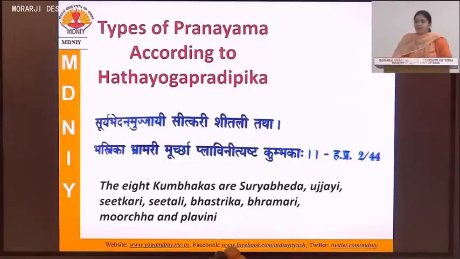Now there are types of pranayam according to Hatha Yoga Pradipika. Hatha Yoga Pradipika calls pranayam kumbhaka: suryabhedan, ujjayi, sheetli, sheetkari, bhastrika, bhramari, murcha, plavini. These are the 8 kumbhakas mentioned in our Hatha Yogic text, Hatha Yoga Pradipika.